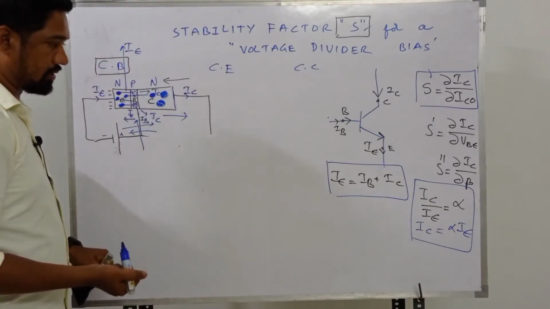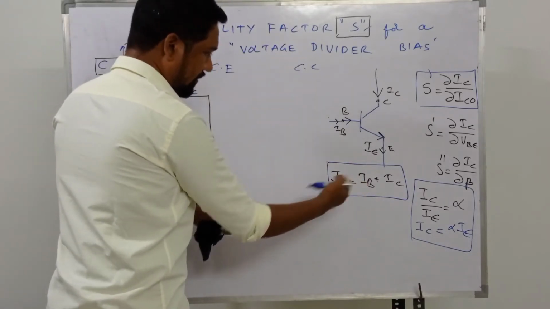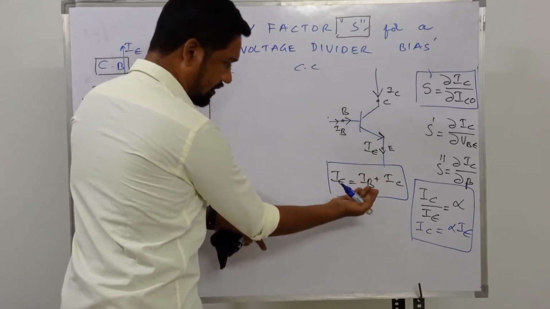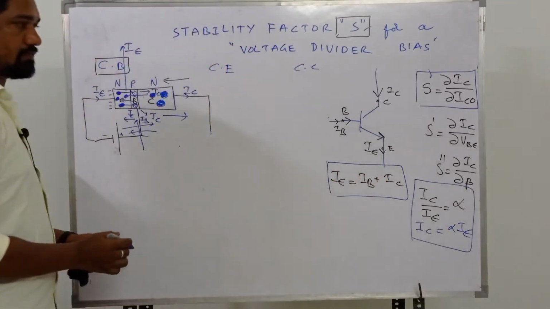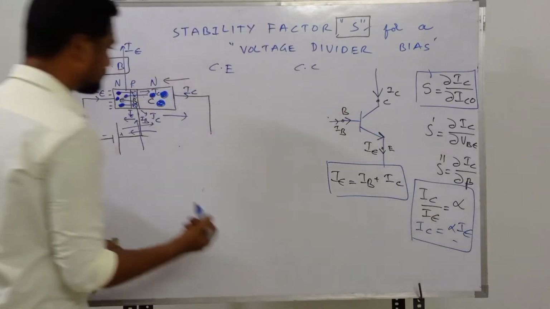Right? And we will be in need of this one. We have to make use of this relationship. It may be IE is equal to IB plus IC, or IB is equal to IE minus IC, and so on, in the ongoing discussion. So for the time being, we'll be in need of this one.